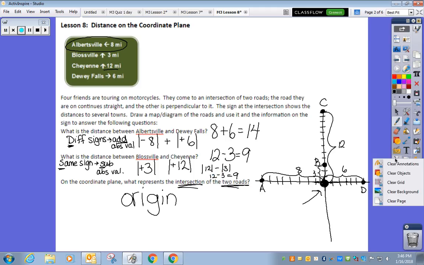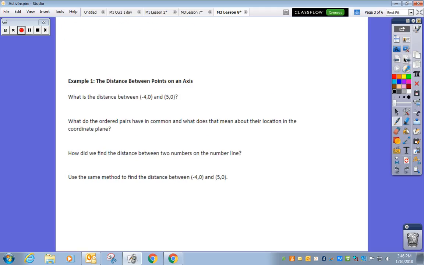Okay, so let's look at some more examples. So, using this idea, we're looking at the distance between -4, 0, and 5, 0.